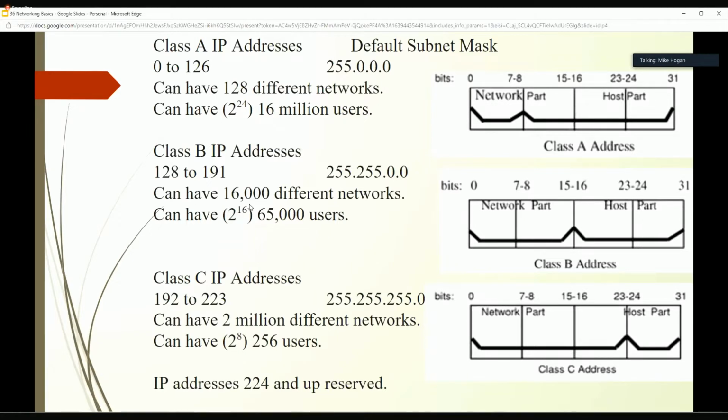And so you can have 16,000 different networks. 2 to the 16, this is 16 bits, 65,000 different users.